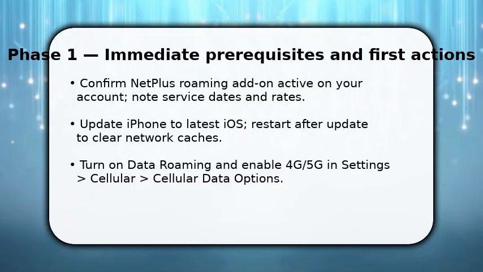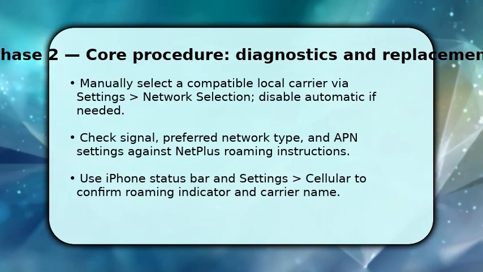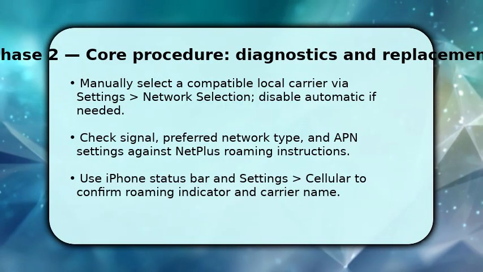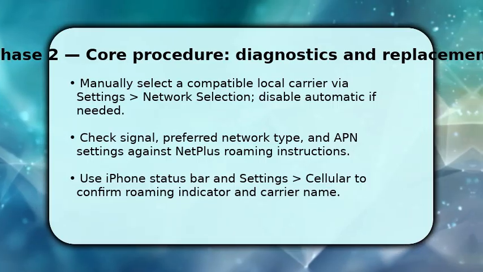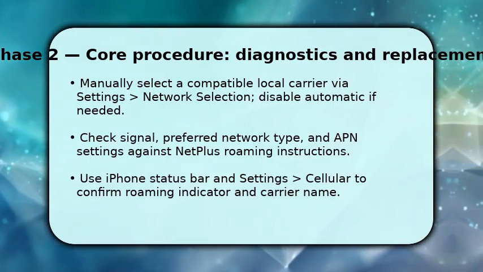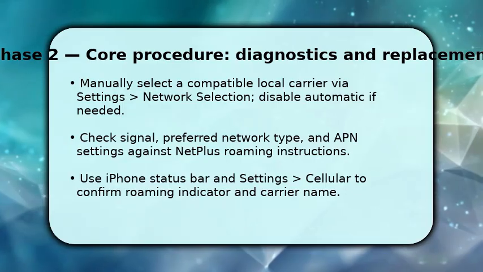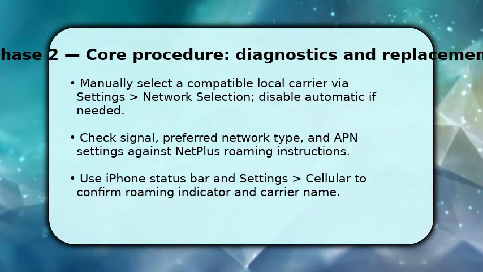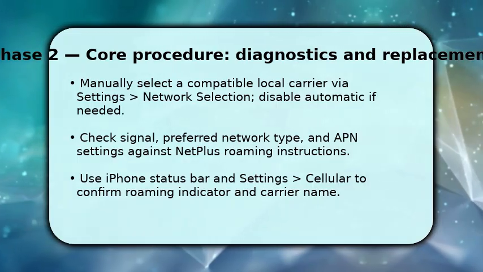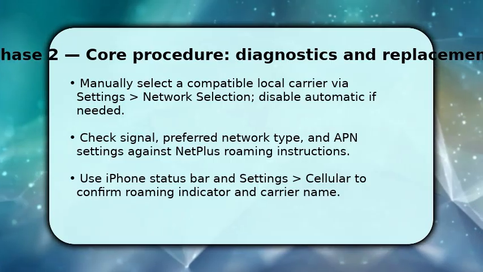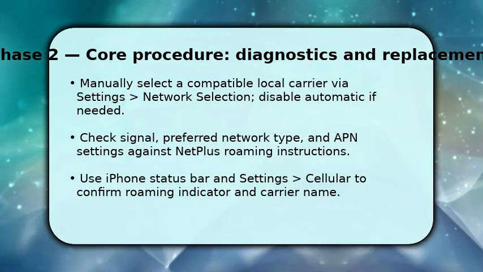You should manually select a compatible local carrier when automatic selection struggles, because some hosts require a specific partner. Go to Settings, Network Selection, turn off Automatic, and pick the NetPlus partner shown in their list. Then verify the APN matches NetPlus roaming instructions. Incorrect APN prevents data. Make sure your preferred network type is set to 4G/5G for best speed.